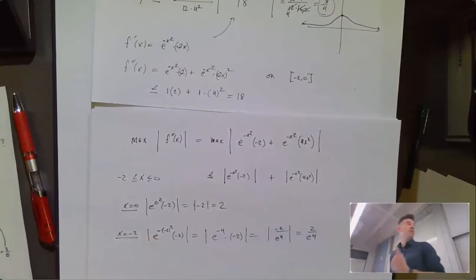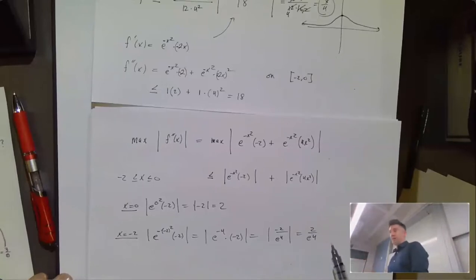which is much, much smaller, right? E to the 4th is, I don't know, 60, 70-ish, something like that. Let's say e is 3, 3 to the 4th is 81, it's less. So this is like 2 over 60 or 2 over 70. This is much, much, much smaller than 2. So that's how we're doing this.